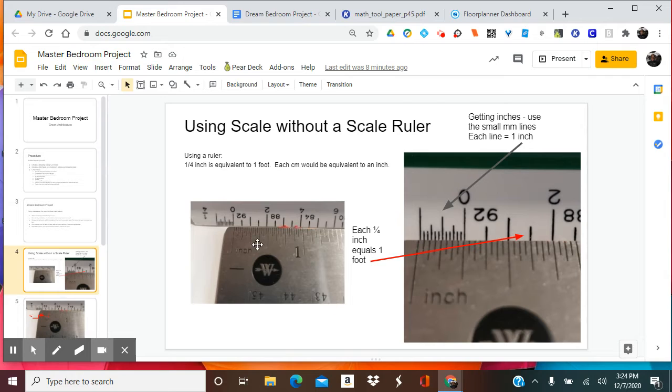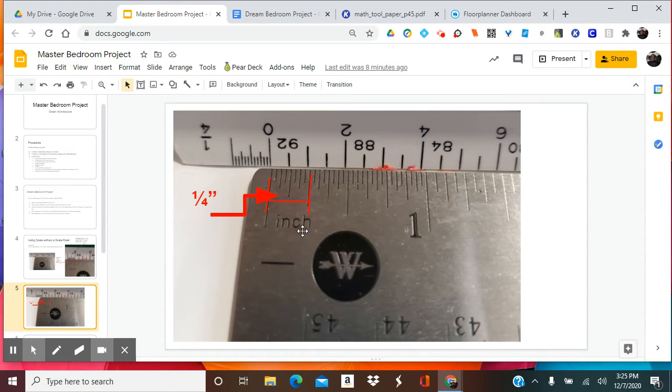This is an inch, a regular 1 inch ruler. On the top, this is the actual scale ruler that we would be using in class. What this is going to show you is that each 1/4 of an inch is equivalent to 1 foot on the scale ruler. So on your ruler, if you're going to measure it out, every 1/4 of an inch is going to equal 1 foot.